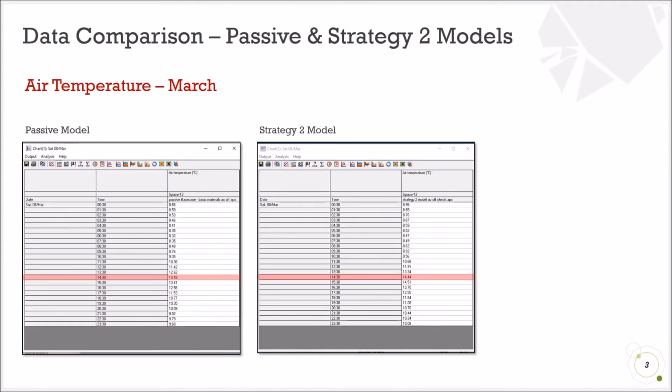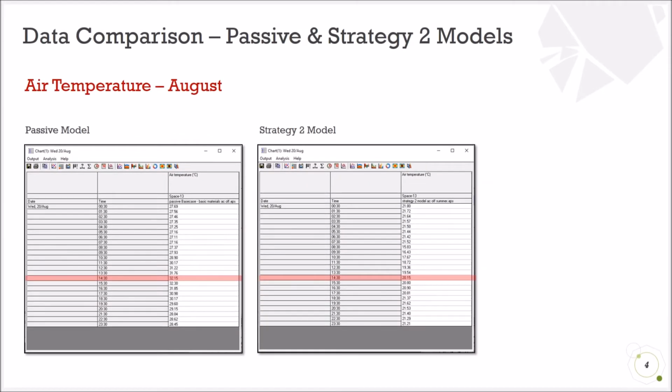Looking closely at the thermal behavior of the strategy 2 model, it has actually improved, with a 1 degree higher temperature than the passive model on 8th of March. The model has significantly cooled the building on 20 August, moving from 32 to 20 degrees Celsius at 2:30 in the afternoon.